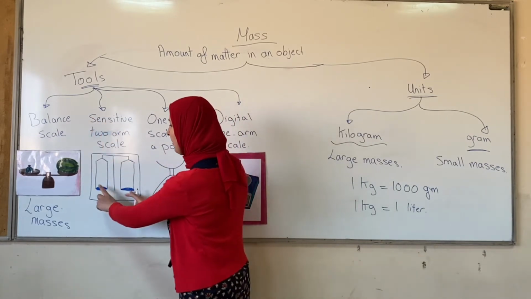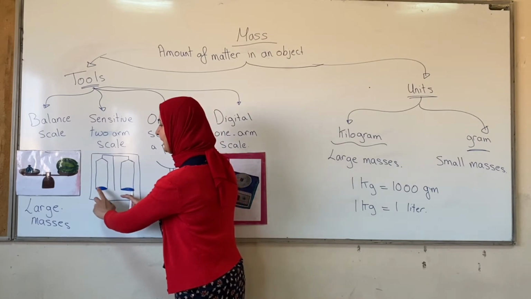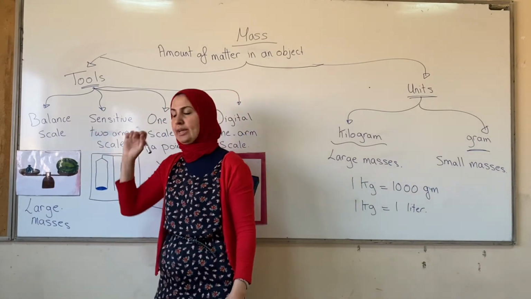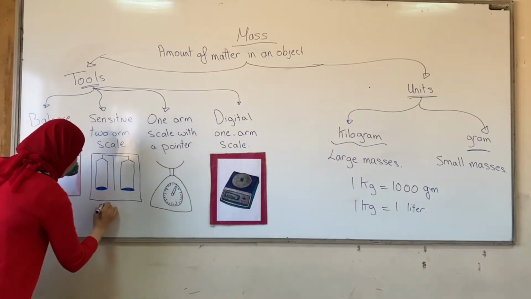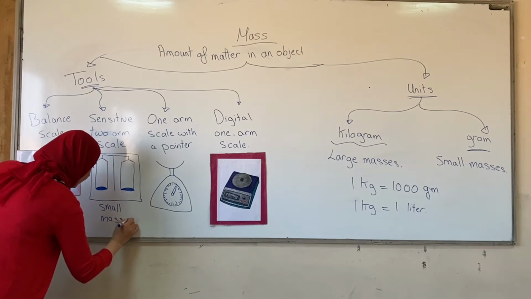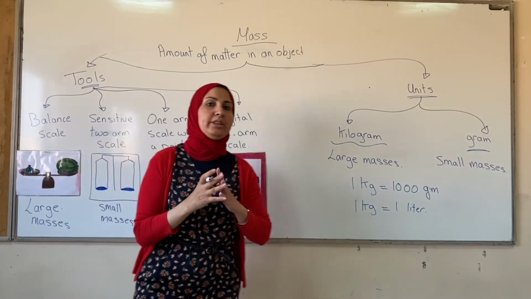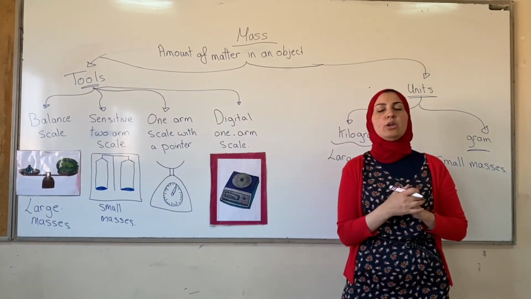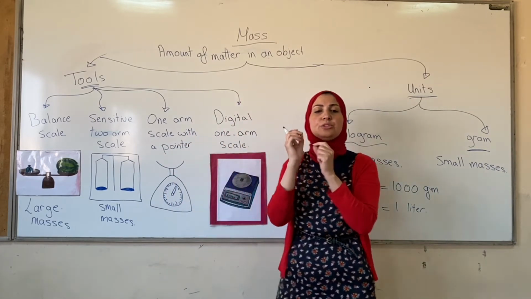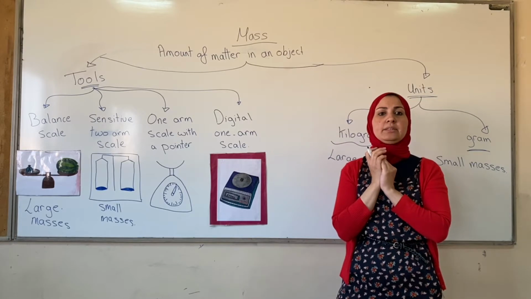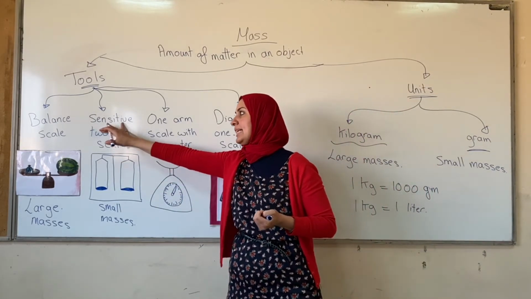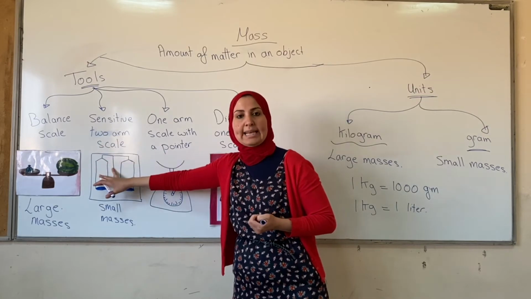Why two-arm? Because it has two pans. So it is used for measuring small masses. Only rings or only jewelry? No. I can also use it in making medicine. They need to put a very small amount of the medicine. So how are they going to measure the mass? By using the sensitive two-arm scale.